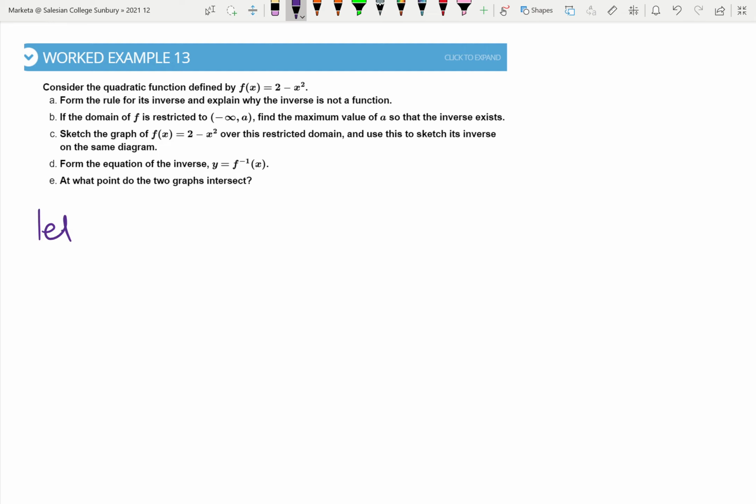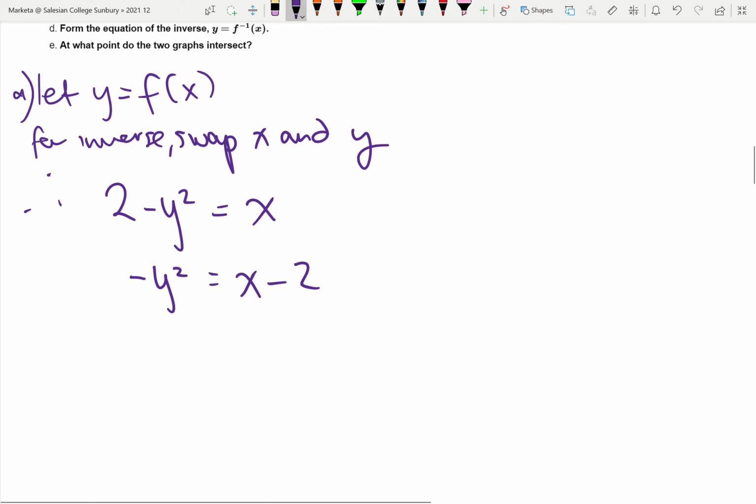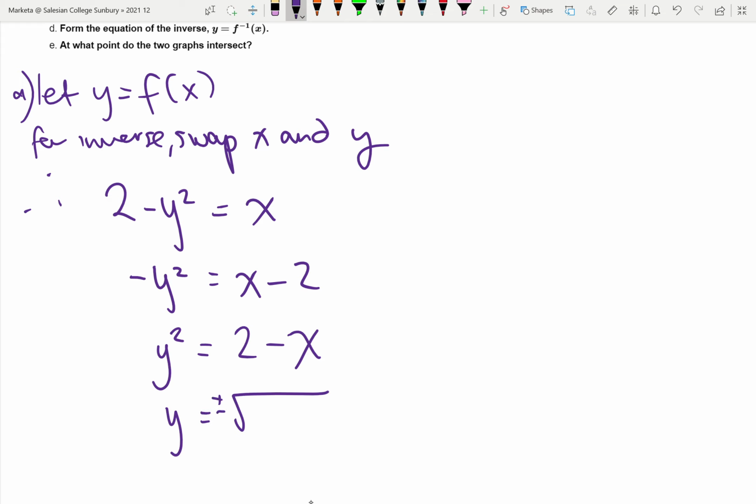So let y equal f of x. For inverse, swap x and y. Therefore, 2 minus y squared equals x. And then, well, negative y squared equals x minus 2. Let's divide everything by negative 1. And then let's square root both sides. y equals plus or minus the square root of 2 minus x.